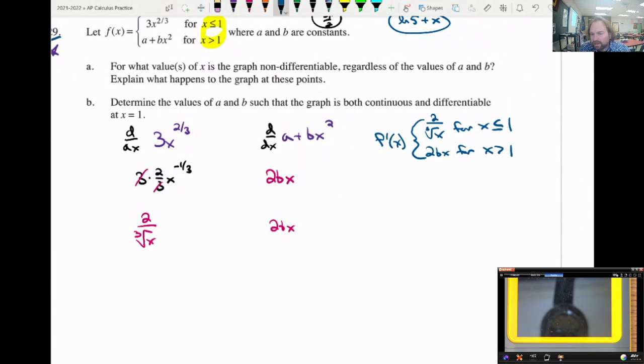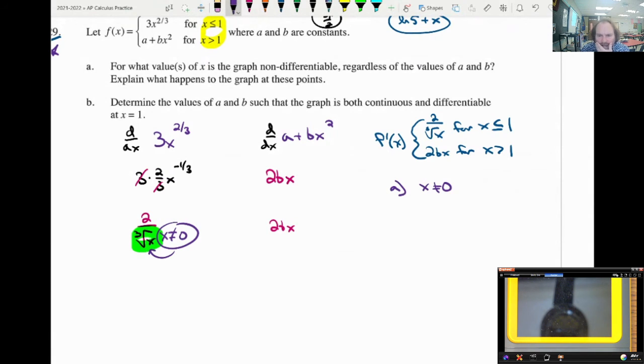So, as far as places where the derivative wouldn't exist, well, one dead giveaway is the 0 down below. X cannot be 0, because if x is 0, then the bottom of the fraction becomes 0, and that's not defined. So that can't happen. But 2bx has no problems at all. So I think that's the only issue with question A. So at question A, my answer is x cannot be 0.